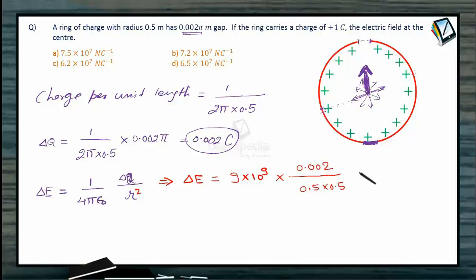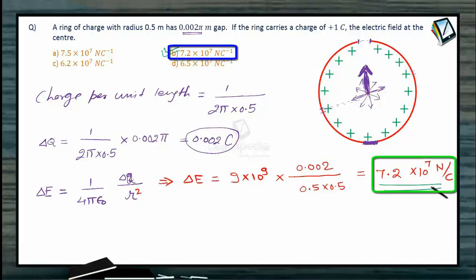On calculating this, what we get is 7.2 into 10 raised to the power 7 Newton per coulomb. So here you can see option B will be the correct option to this question.